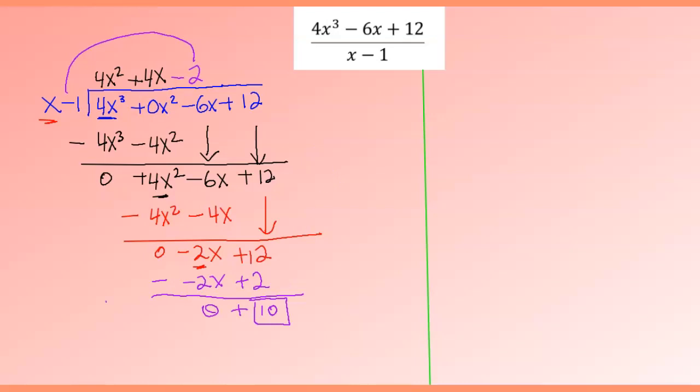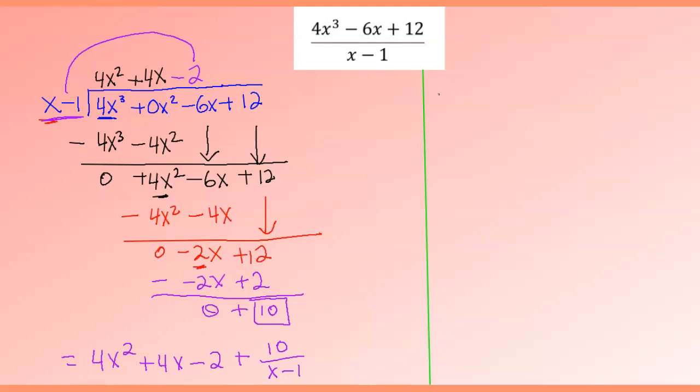So when we divide, what we are getting is 4x squared plus 4x minus 2 plus the 10 divided by this again, because it wasn't divisible, so we have to write it that way. Now let's use the synthetic method to see the outcome.